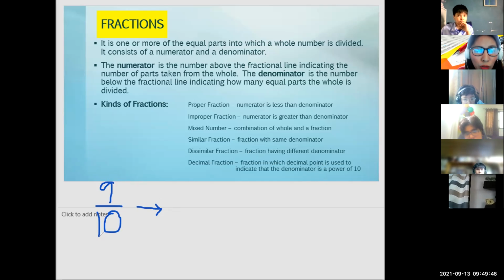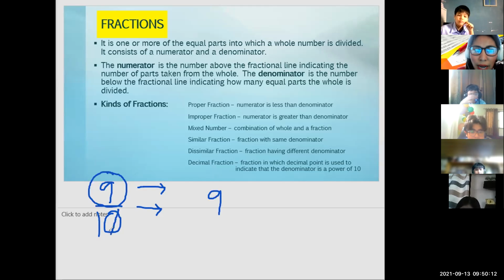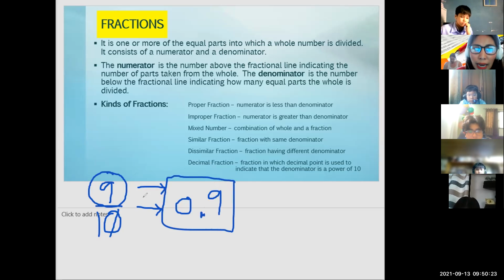So how will we do that? Do you remember the trick I gave you, the hint? If you're going to convert a fraction to a decimal number, it's like this. You need to copy lang this one, so 9, and then 1, 0, right? Isa lang 0. So, therefore, isa lang din yung digit. Yan. 9/10 is the same as 0.9.